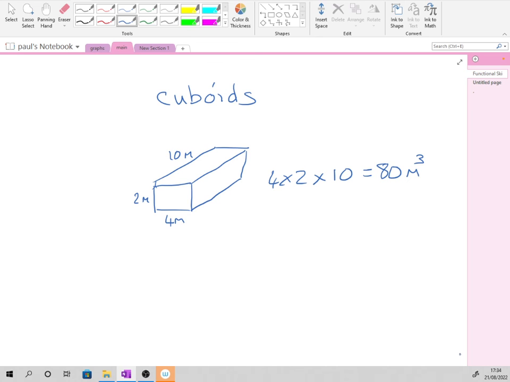Now, see these two here, the 4 and the 2. If you multiply them together, the 4 times the 2 equals 8 meters square, which happens to be the area of, I'll call it, the front. We're going to remember this when we work out different shapes. But for the moment, for cubes and cuboids, if you can find the 3 dimensions, you just multiply them together. It's as simple as that.